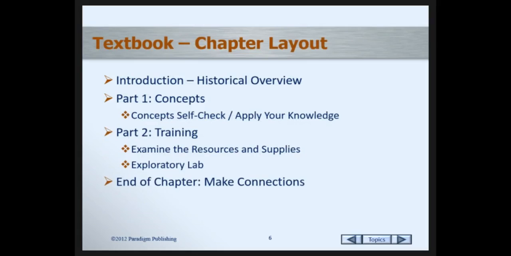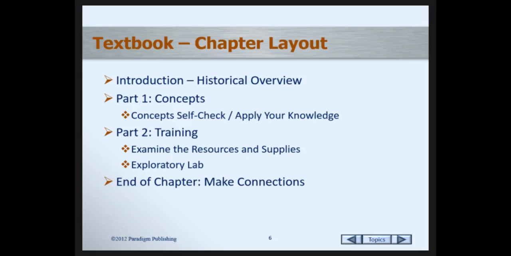A little bit more about the textbook. In the textbook, the chapter layout starts with an introduction, gives a historical overview. Please read that. There will be questions on the information that's contained there. We have to know where we came from to understand where we are and where we're going. In the first part of Unit 1 anyways, there are basically 2 parts to each chapter. One is the concepts, and that discusses the purpose of the chapter. And then at the end is the concept self-check, apply your knowledge questions.